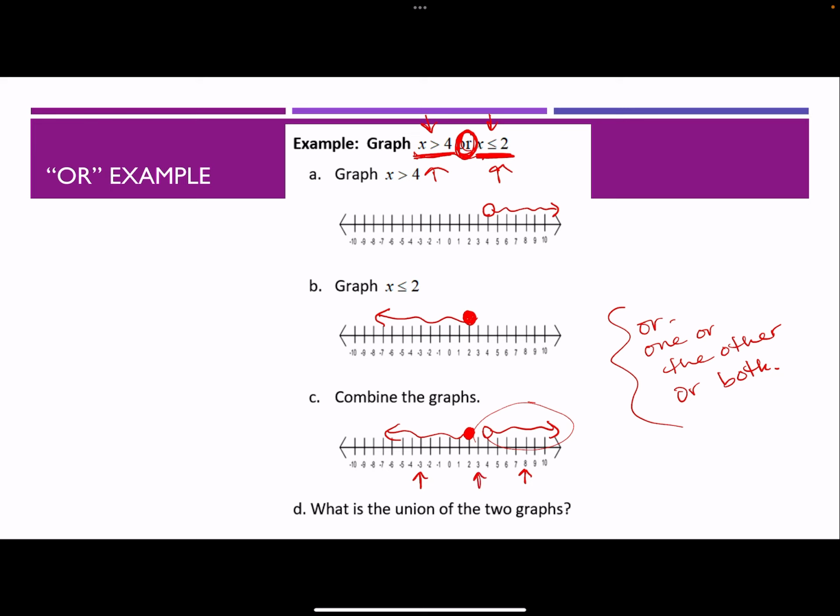But let's think about the number 3. Plug in 3. Is 3 greater than 4? Nope. Or is 3 less than or equal to 2? Nope. So 3 is not shaded. It's not a solution. It shouldn't be shaded. So the union of the two graphs would be this whole thing. This would be my final answer here.